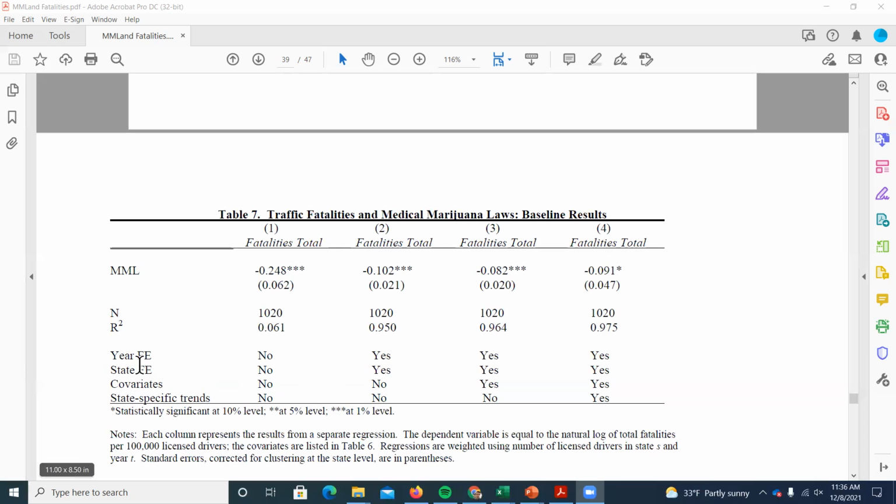They then started adding in additional controls. So like they did those year and state fixed effects. I showed you those examples earlier.